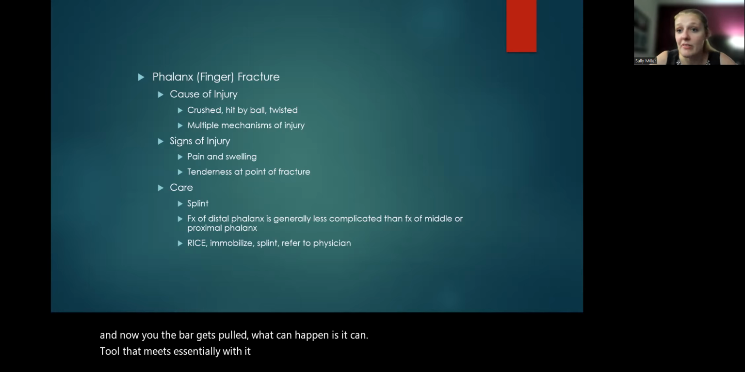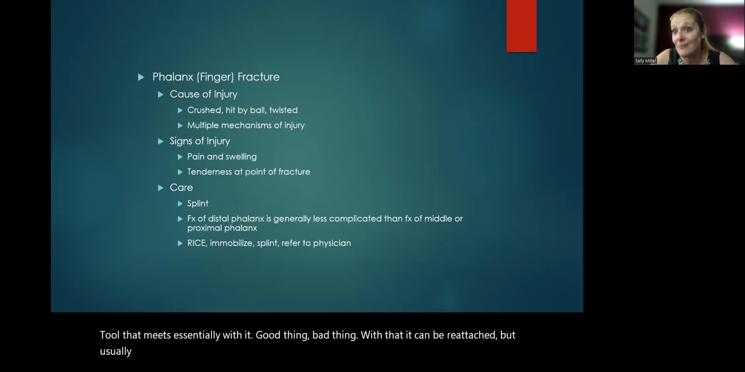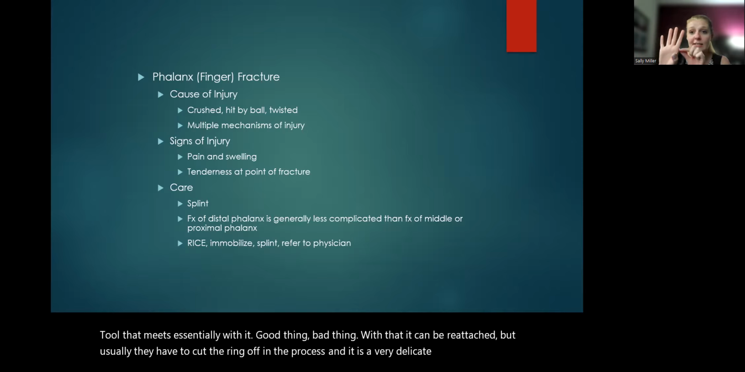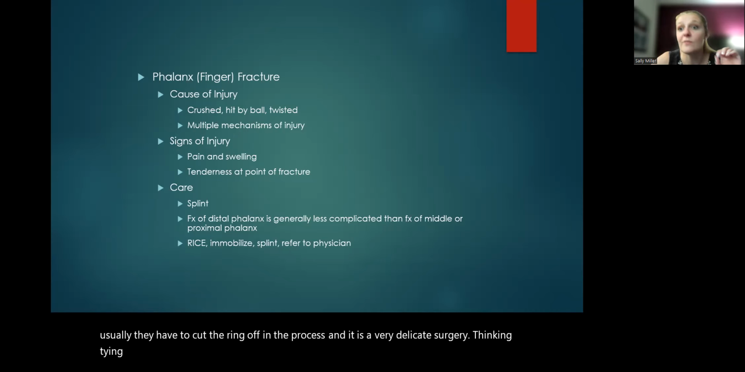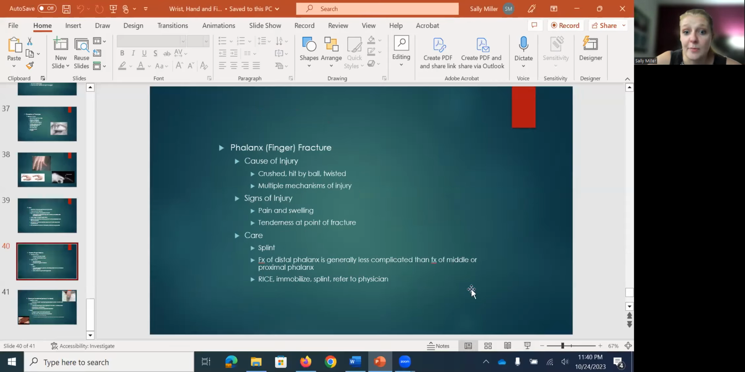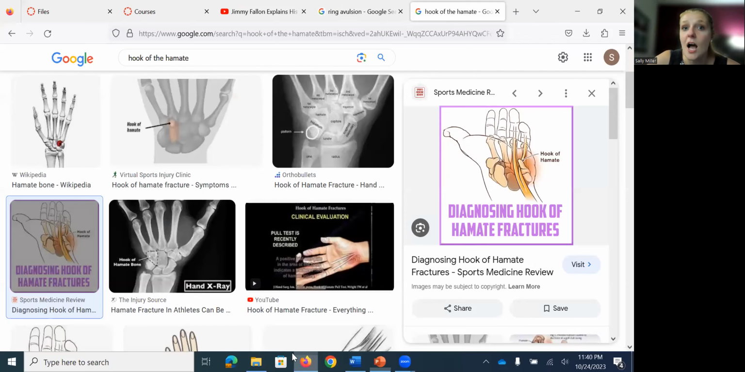Good thing, bad thing with that, it can be reattached, but usually they have to cut the ring off in the process. And it is a very delicate surgery. You're thinking tying back blood vessels and nerves that are very, very tiny just on the tip of your finger. So we'll watch a couple minutes of him explaining that and then hop to something else.